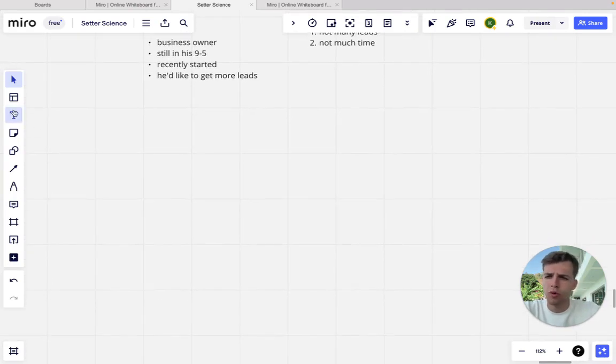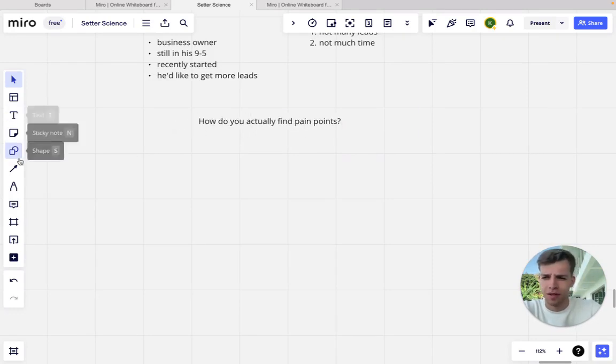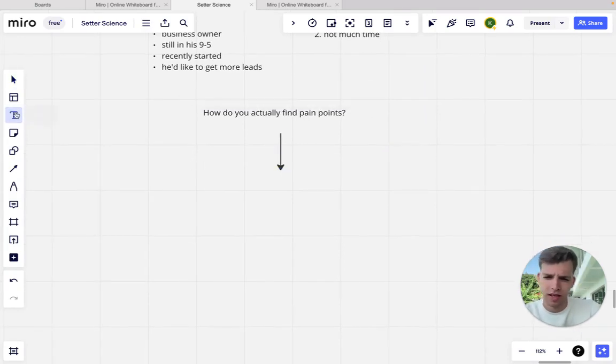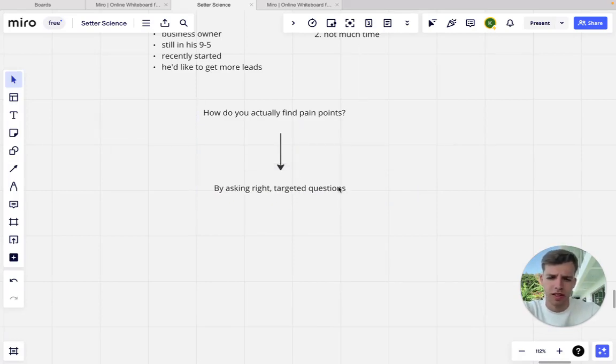So, how do you actually find pain points? How do you actually find those pain points, and what's the procedure for you to find them? You might be surprised if I told you that it's a pretty simple definition, but I'd say that it's hard to put it in use, and that is by asking right and targeted questions. That's how you go about digging inside their pain and finding more about their current situation.